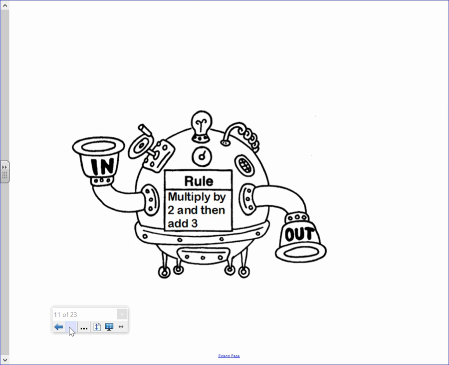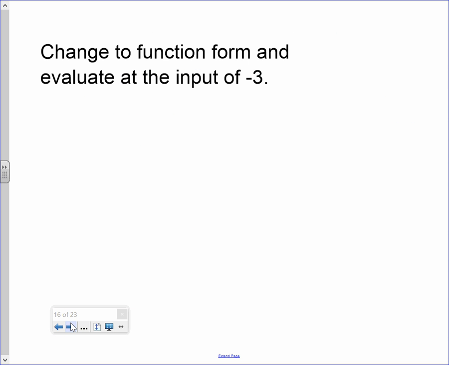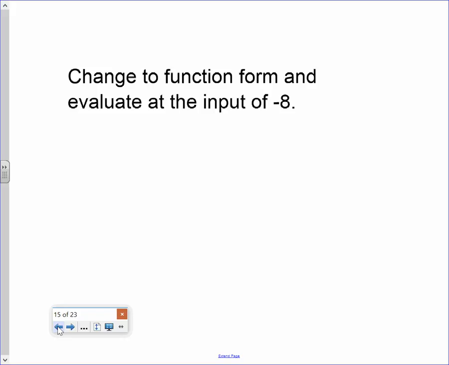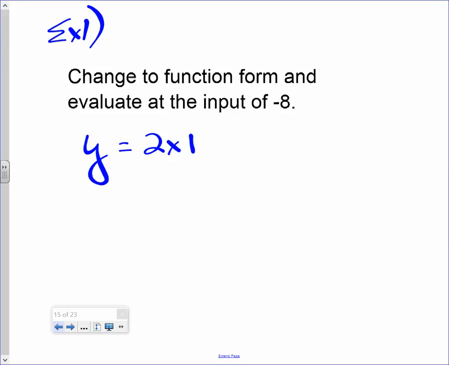Let me give you an example now. So you have your function notation. We wrote f of x in those two equations. Write example 1 now on your notes. Change to function form and evaluate at the input of -8. So we're going to write y equals 2x plus 2. This is example 1. I'm only going to give you 2 examples and we're going to be done. This is example 1. Change to function form and evaluate at the input of -8. How does this go? Thank you. Just 2 examples.